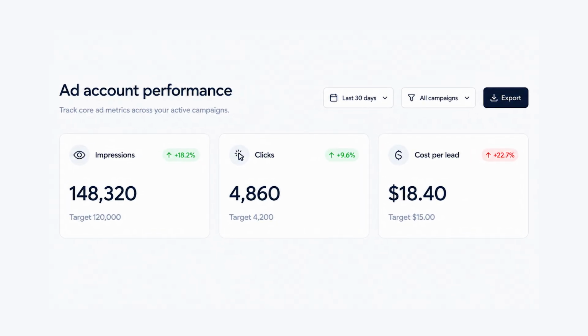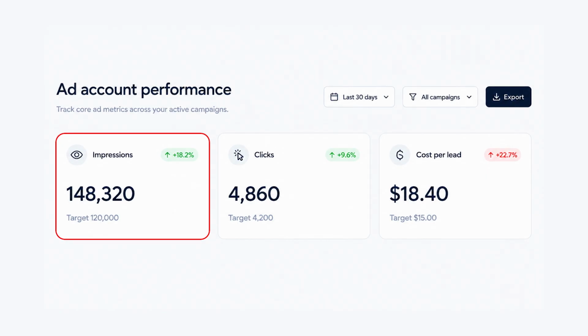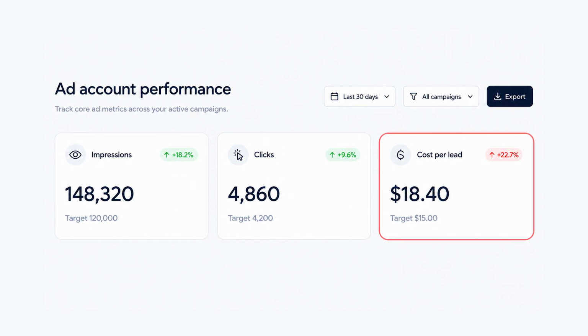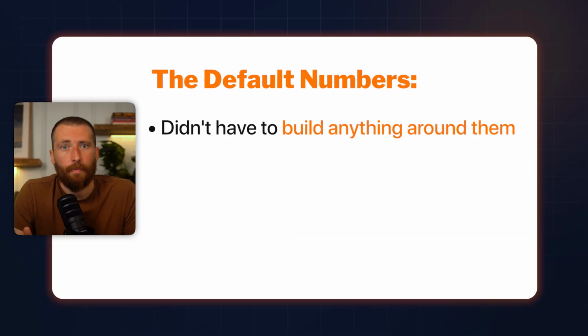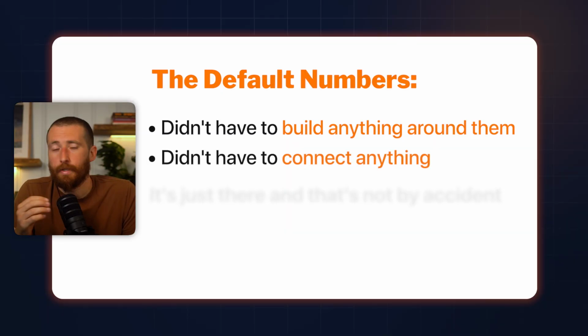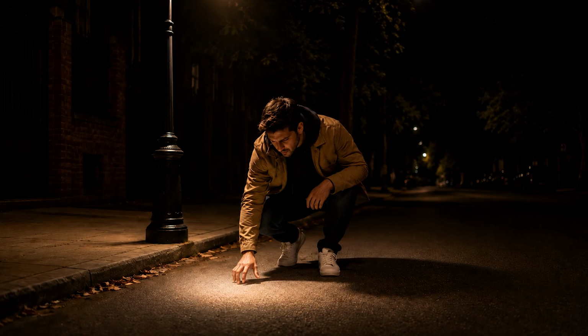Now, quick question, and let's be honest. When you open up your ad account, what's the first thing that you actually look at? It's probably impressions, or it's your clicks, or it's your cost per lead. And look, I'm not judging you because the platform literally puts those numbers right in front of your face for free. You didn't have to build anything around them. You didn't have to connect anything. It's just there. And that's not by accident.